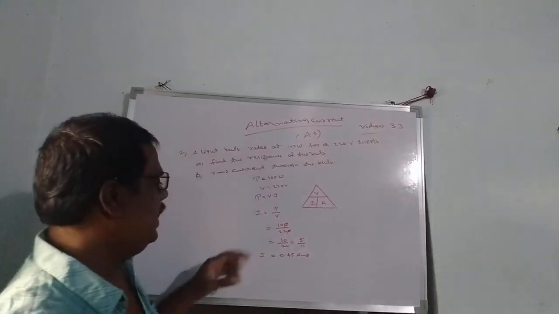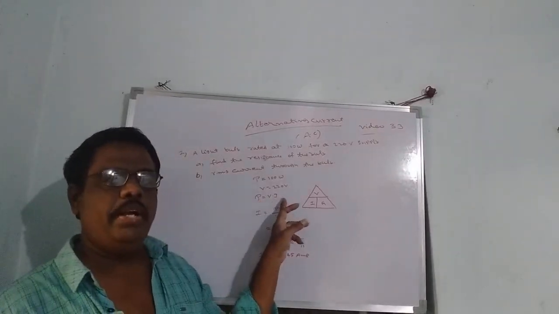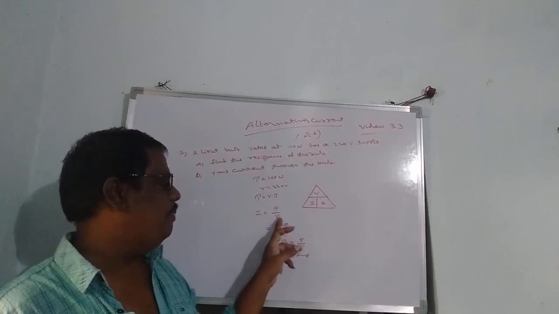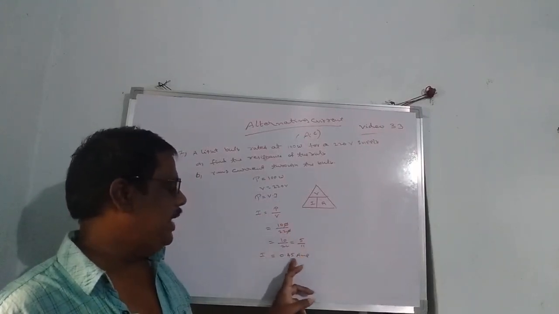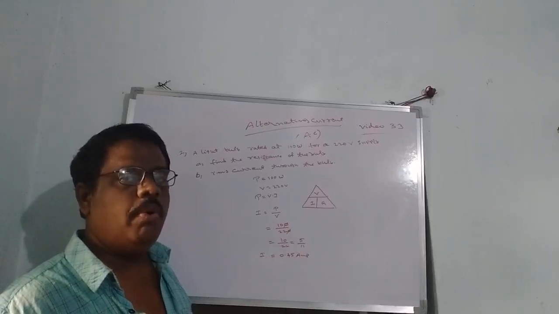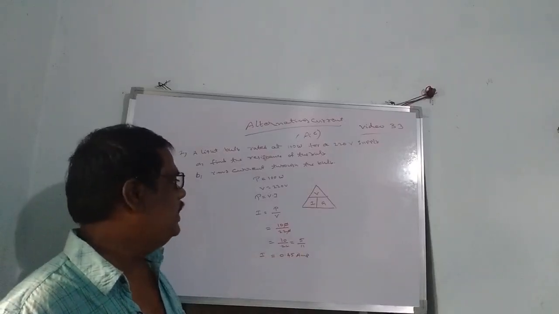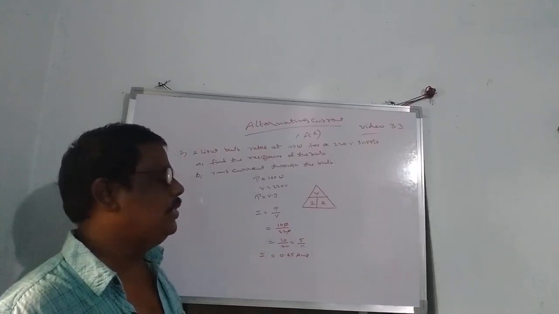So the second case: power P is equal to V dot I, so I is equal to P by V, where P is 100 and V is 220. So then current I is equal to 0.45 amps. This is the second case, the RMS current through the bulb.